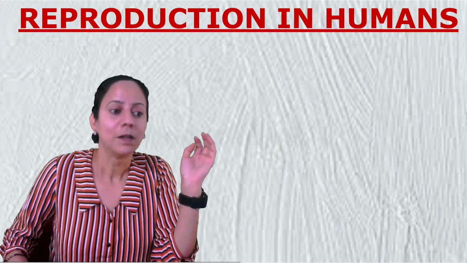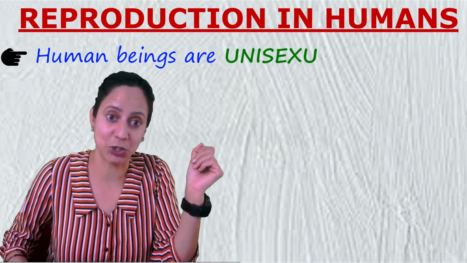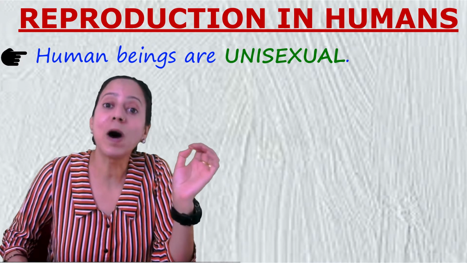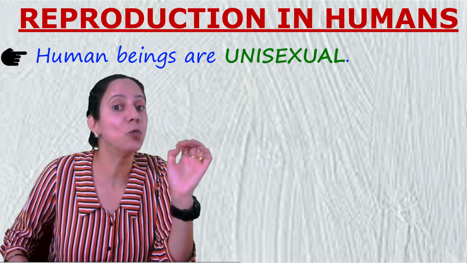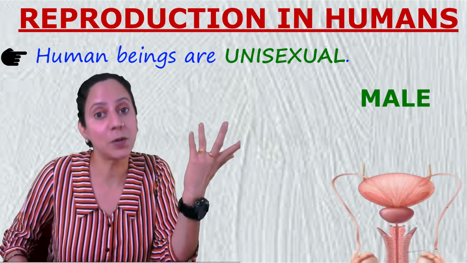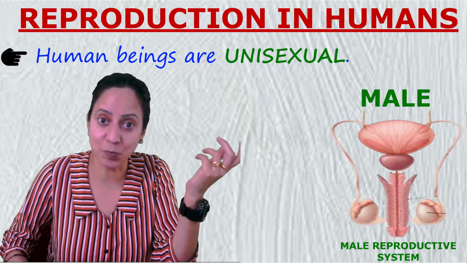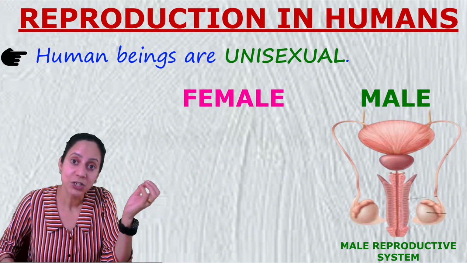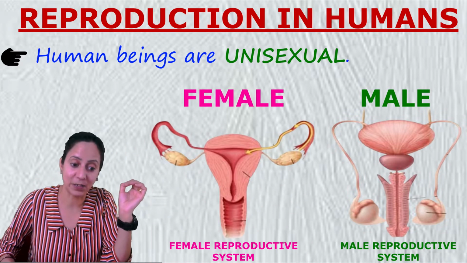Reproduction in humans. Human beings are unisexual, meaning only one reproductive system is present in one individual. If it's a male, only the male reproductive system is present in its body. If it's a female, she will have only the female reproductive system.